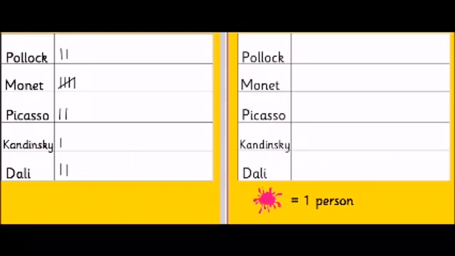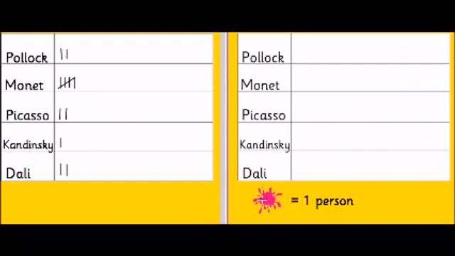So now I've collected my information, and I've collected it in a tally chart, which made it much easier to collect all that information. I now want to have a go at creating it in a pictogram. So I've got my pictogram here. It looks very similar to my tally chart, but this time I'm going to represent the people using some pictures, and the picture I've chosen is a paint splat, just like an artist. And you can see I've got my key here that says one splat is the same as one person.